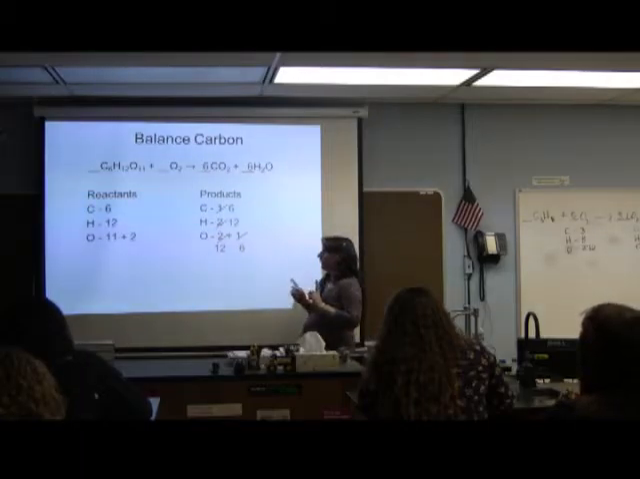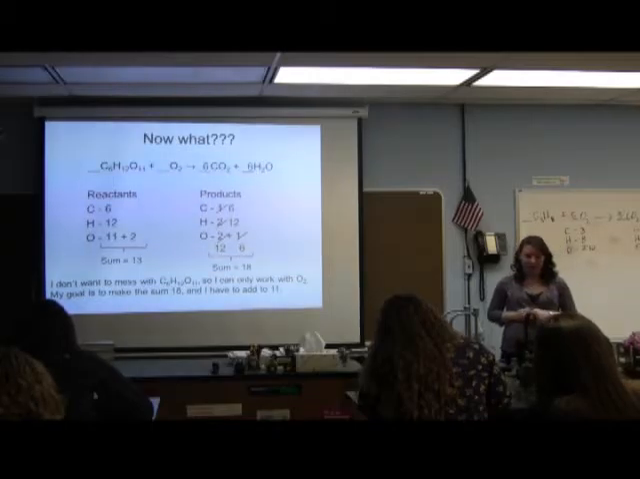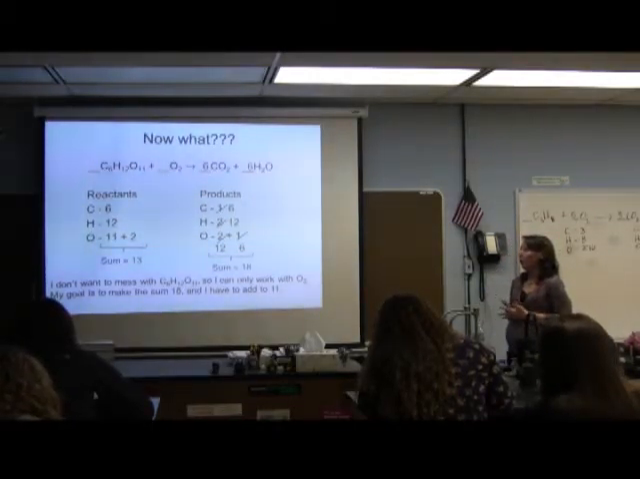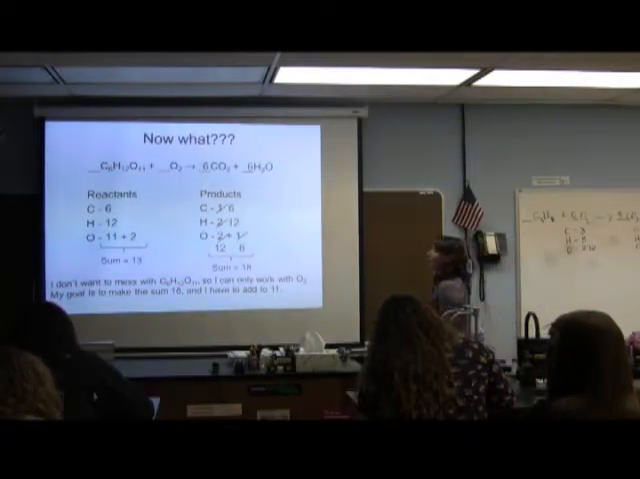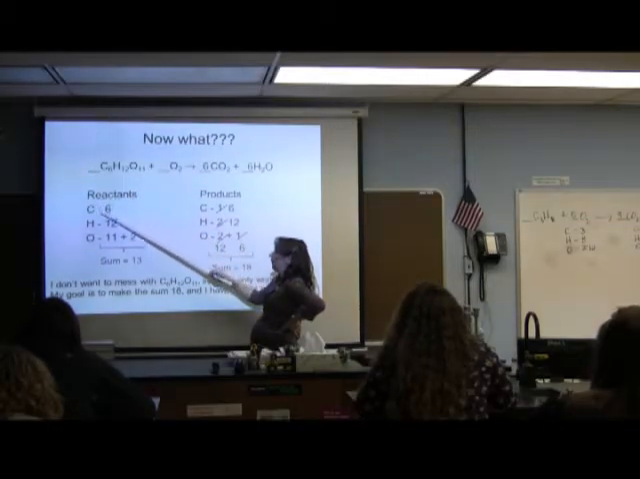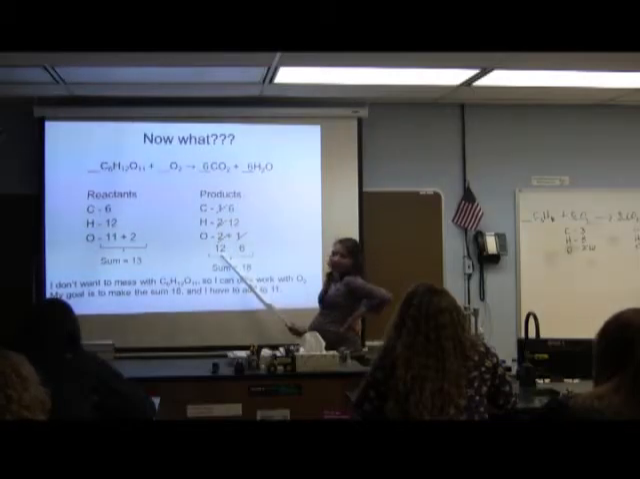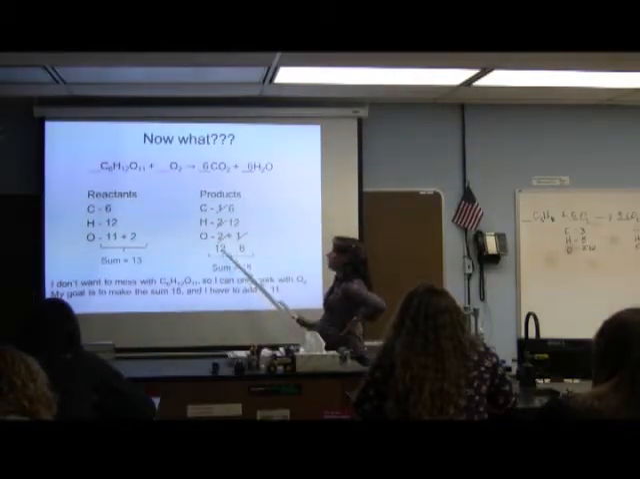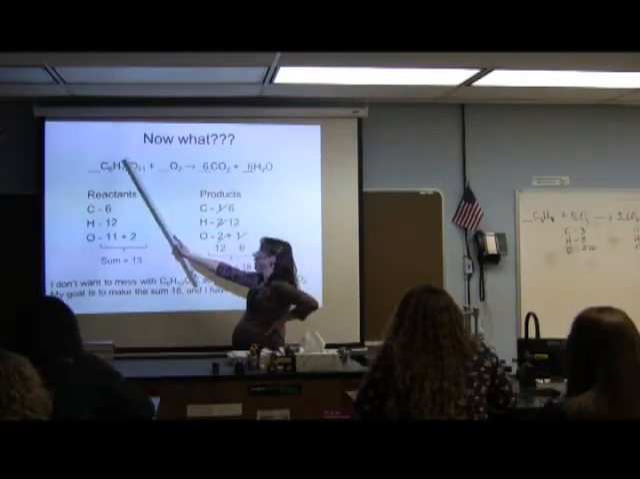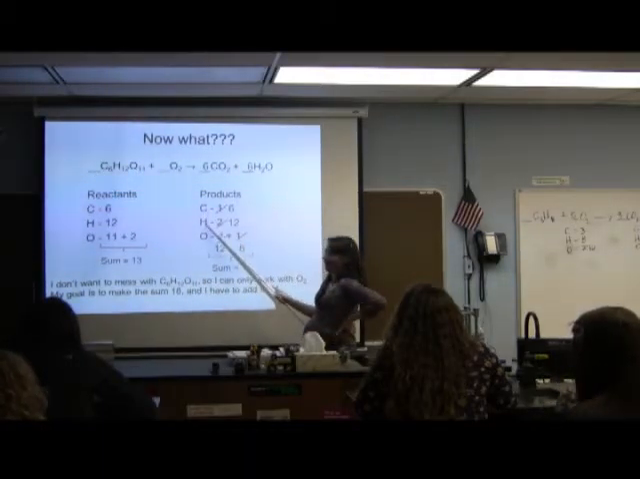So we've got to look at our sums. We've got 18 and we've got 13. So now I've got to figure out, what am I going to do? Well, if I put a coefficient right here, it's going to mess up carbon and hydrogen. And I'm going to have to go back and fix these. And oxygen's still going to be out of balance, right? So we don't want to mess with this thing at all. We want to leave it alone. Why? Because if I put a coefficient here, it's going to mess up everything I just did over here.